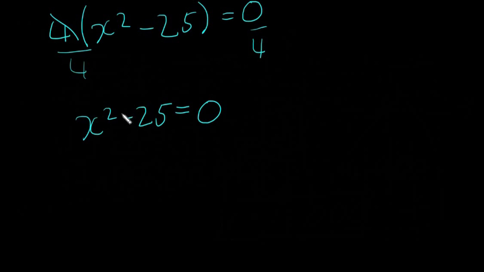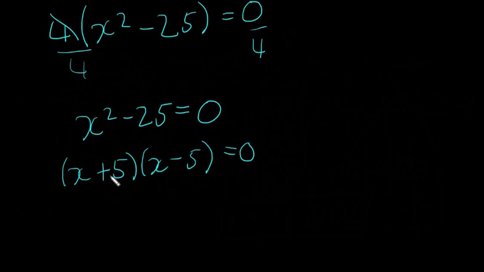Okay, so if you recognize this, it's going to be a difference of two squares. So if we factorize this, we're going to get x plus 5 and x minus 5 is equal to 0. So again, the same rules apply where x plus 5 or x minus 5 have to be equal to 0 because the product of them is 0. So we're going to say that x is either equal to minus 5 or x is equal to plus 5.